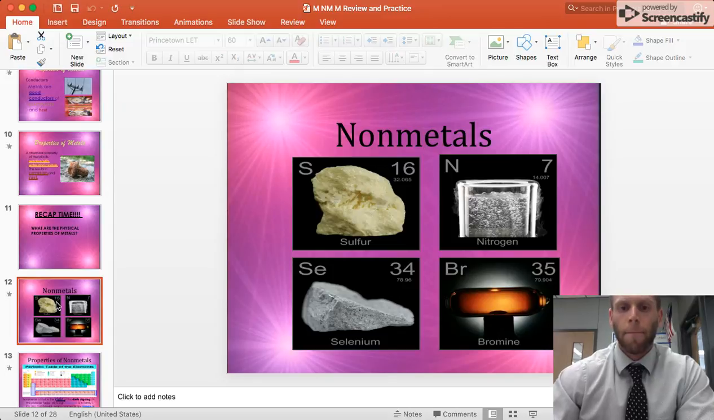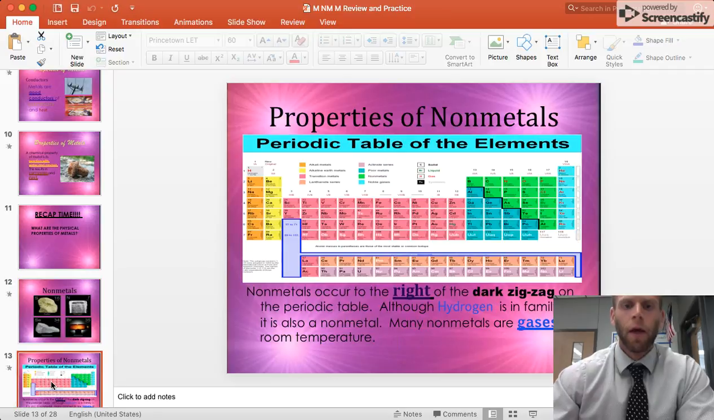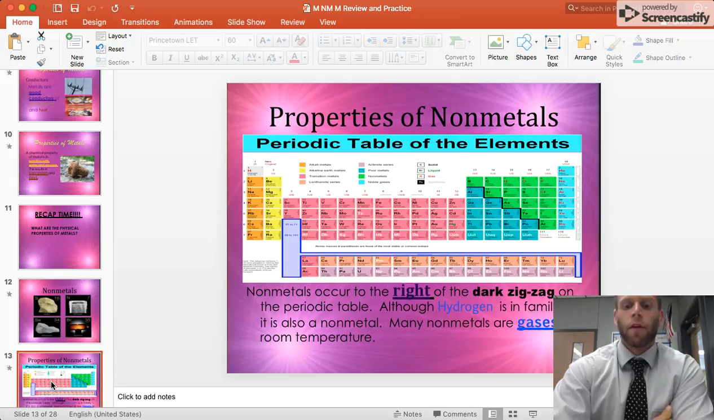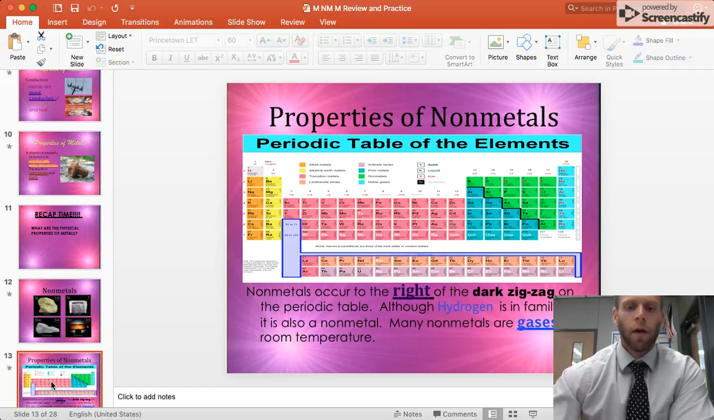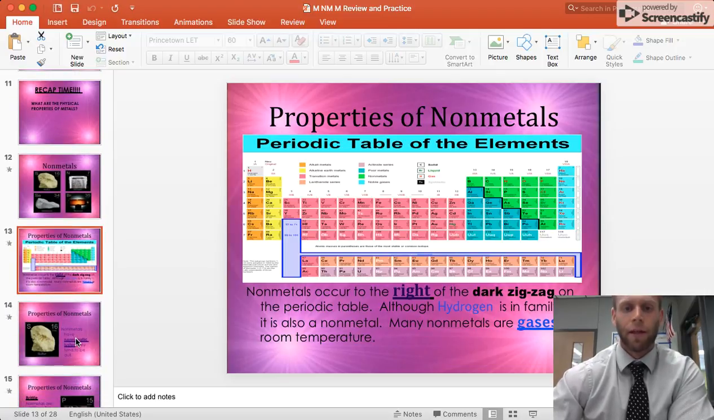Moving on to our beautiful, glorious nonmetals. So here's just some examples of nonmetals. You have sulfur, nitrogen, bromine, and selenium as nonmetals. So some properties of nonmetals. So nonmetals are on the right side of the periodic table, right side of the zigzag line there. Although hydrogen is located over on the far left, it is also a nonmetal. But remember, they're labeled by number of protons, and hydrogen only has one, although it only is a nonmetal, even though it's located on the left side.